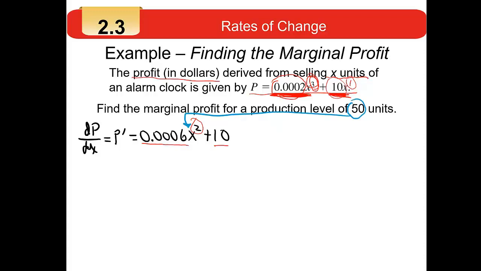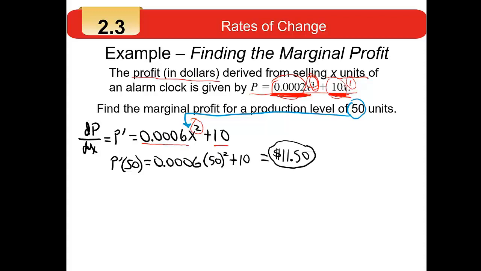In any case, you get the derivative, and then you plug in 50. So at the production level of 50, you get 0.0006 times the quantity 50 squared, and then plus 10. So you got to square 50, multiply it by 0.0006, and then add 10 to it, and you'll get $11.50.